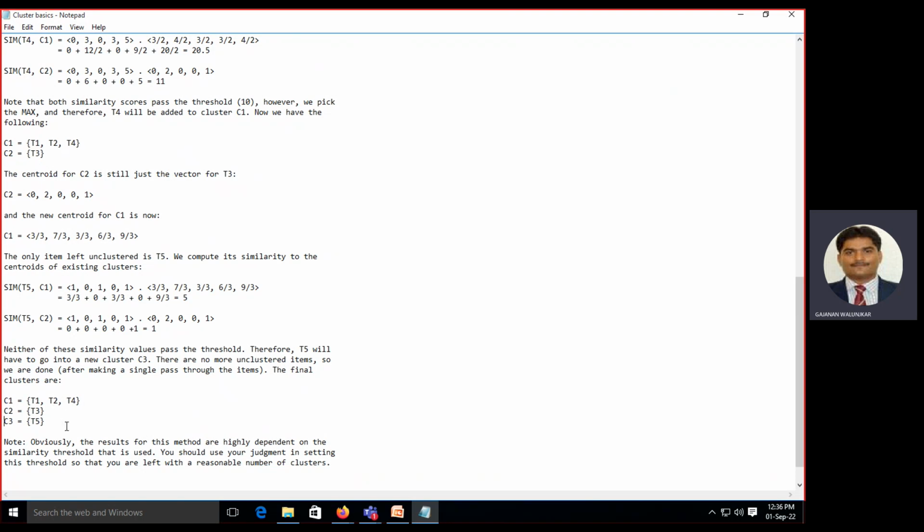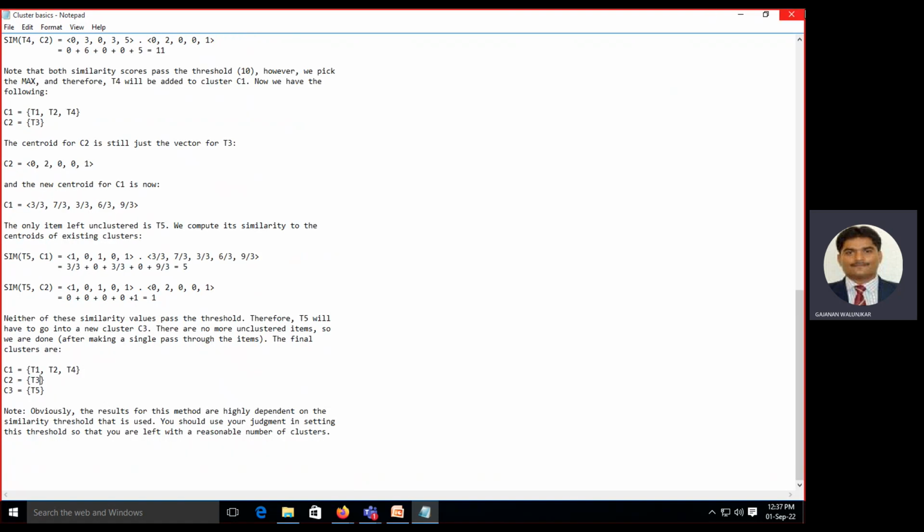And if you use the overlap approach, the only difference is that T4 will come in C1 as well as inside C2, and both the centroid values are updated. So this is nothing but clustering using the single pass approach. And this you have to implement in C or C++.